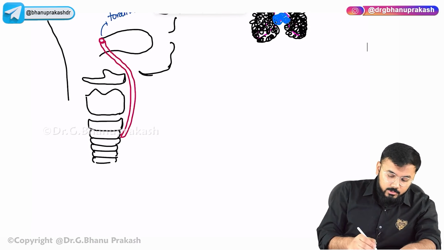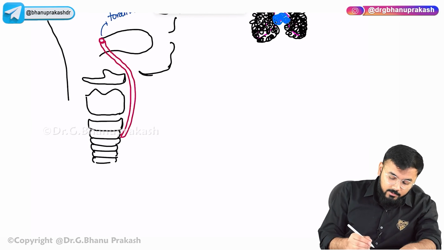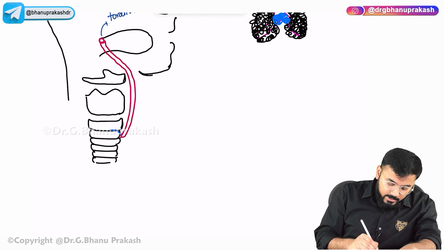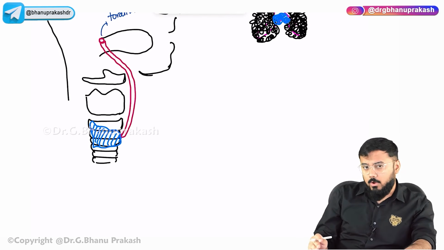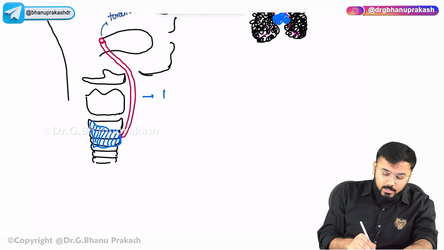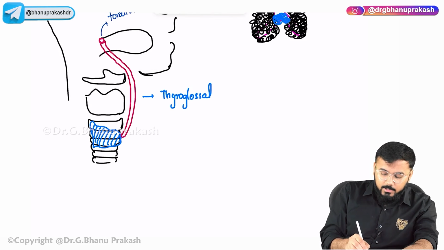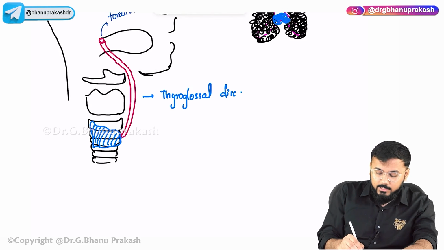That is how the development takes place, and finally you see the thyroid gland formed over here. Now once the thyroid gland is formed, just before birth, what will happen? This thyroglossal cyst will disappear. Thyroglossal cyst disappears before birth.